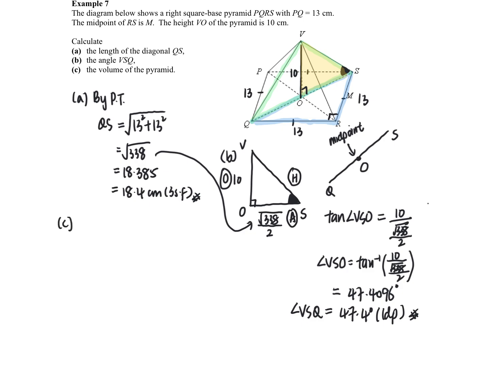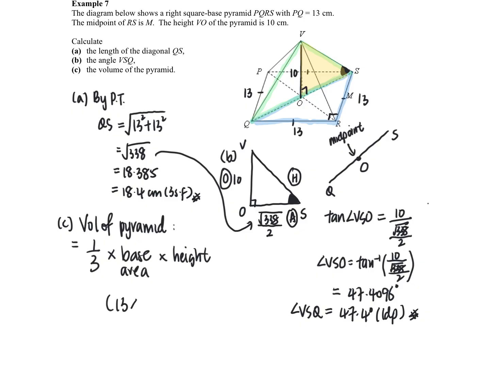Okay, last part, how to find the volume of a pyramid. You all learned this in lower sec. It is 1/3 times base area times height, the vertical height. The base area here is just your square, and your vertical height is the 10, and then you are done.